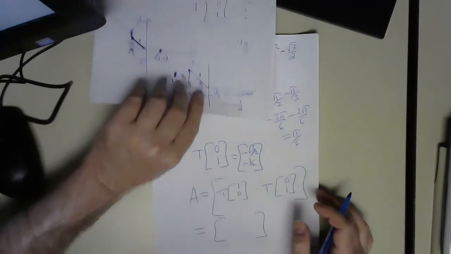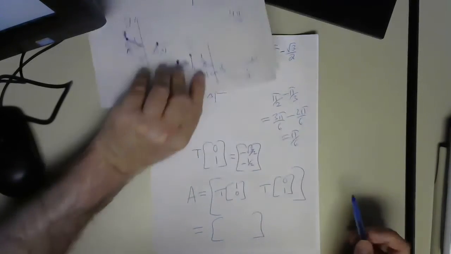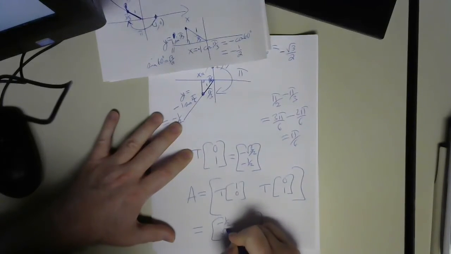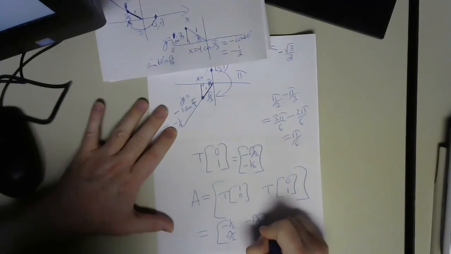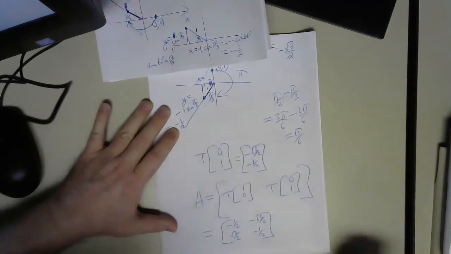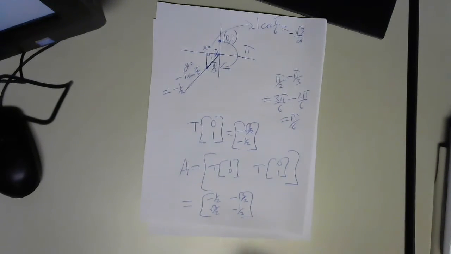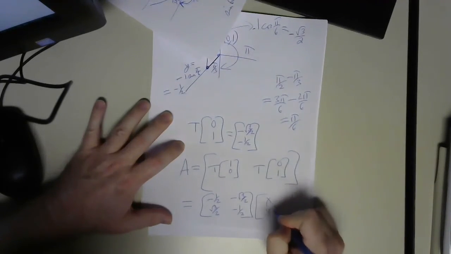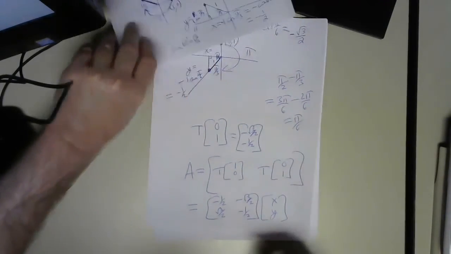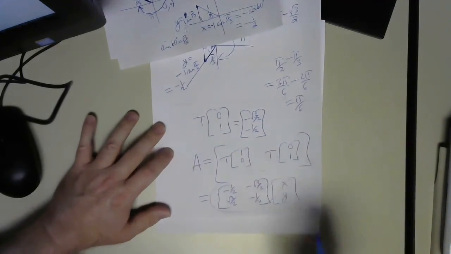So if you go back to the work that we did before, we already found the image of the first column is negative 1/2, square root of 3 over 2. And we just found the image of the second column is negative square root of 3 over 2, and then negative 1/2. All right? So that should be your standard matrix. So anytime you multiply this by an arbitrary point, x, y, it's going to rotate it 4 pi over 3 radians in the clockwise direction. So this is your answer.